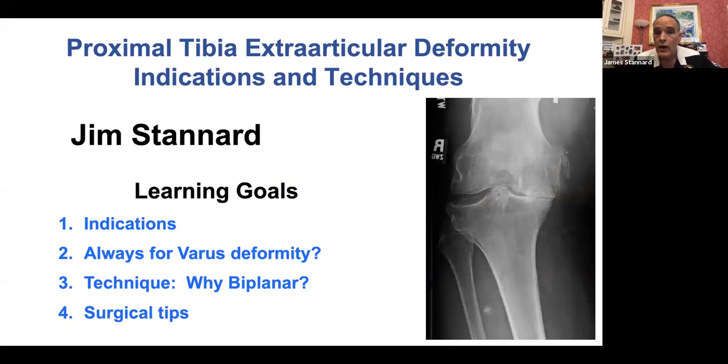Next, we went over to my talk, which was on the proximal tibia extra-articular deformities. And my goals were for you to learn some of the indications, to understand that it is not always a tibial osteotomy for a varus deformity. So the same idea as Mauricio, but on the opposite side of things. I also talked about why would you use a biplanar osteotomy in the tibia, and then some surgical tips and tricks.